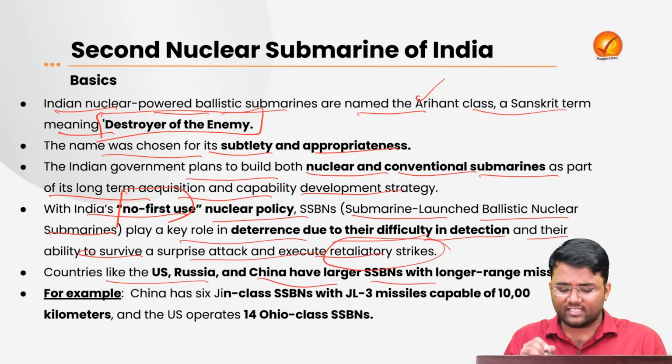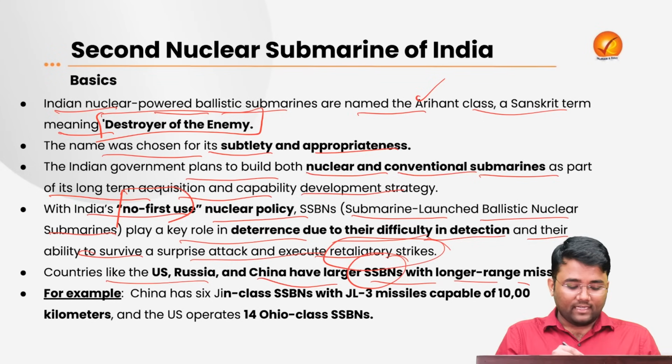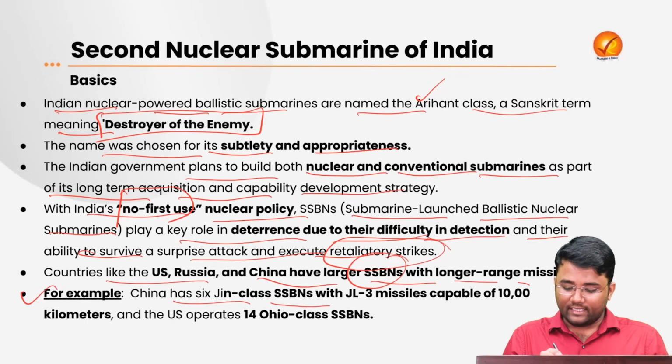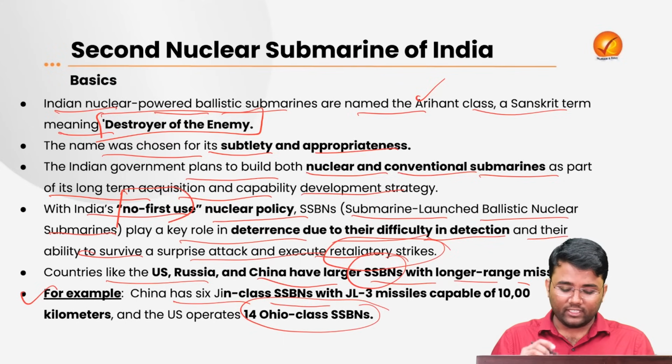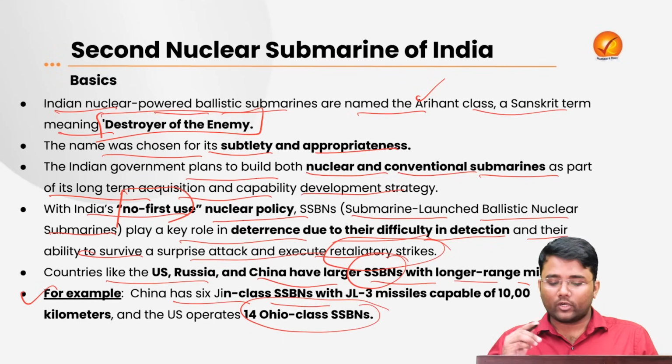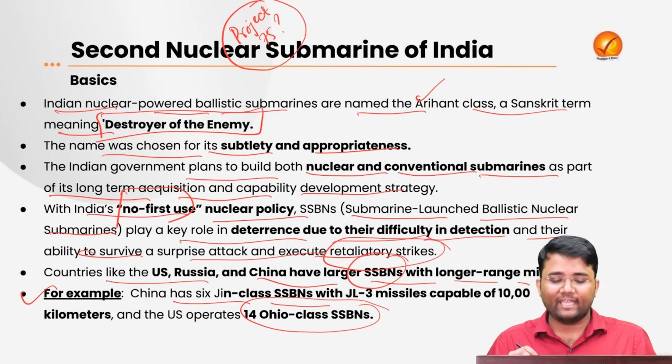Countries like US, Russia, China have larger SSBNs with long-range missiles. For example, China has 6 SSBN class with JL-3 missiles, whereas US operates almost 14 Ohio class SSBNs. Now a question that I want to ask you people, that this Project 75, what is the aim of this Project 75? Please comment your answers.